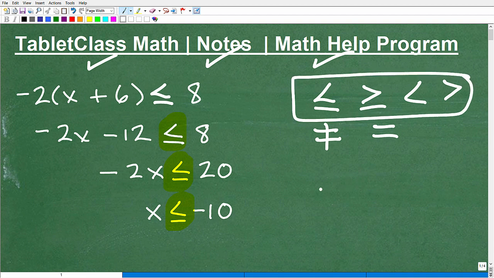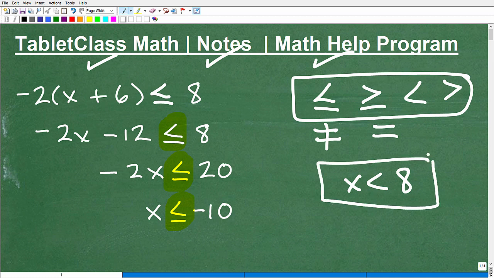And just a quick review on inequalities. Let's do it this way: x is less than 8. What is the solution to this inequality? Well, x is some number. I'm saying some number is less than 8. Any number that's less than 8 is going to be a solution to this inequality. So can you think of a number that is less than 8? Hopefully you said 7. 7 is less than 8, so 7 is a solution to this inequality.